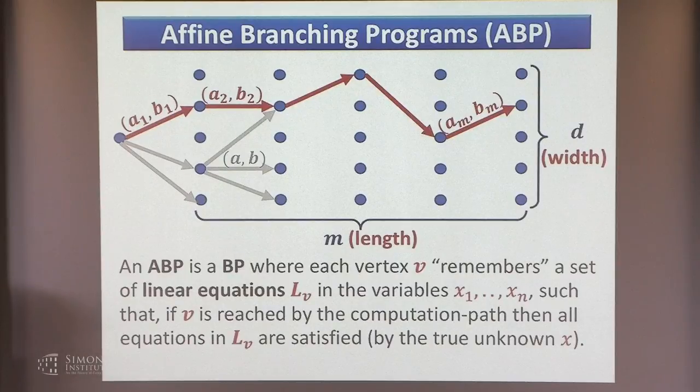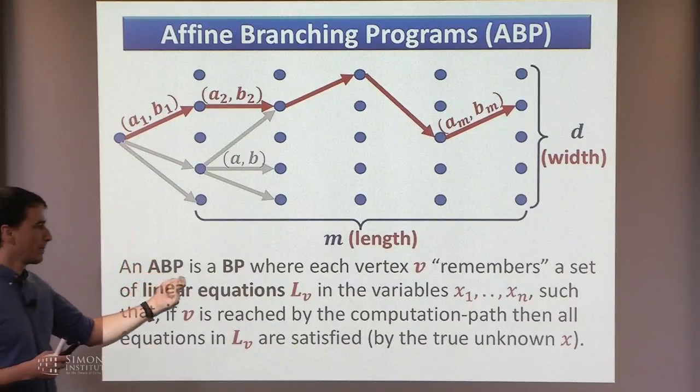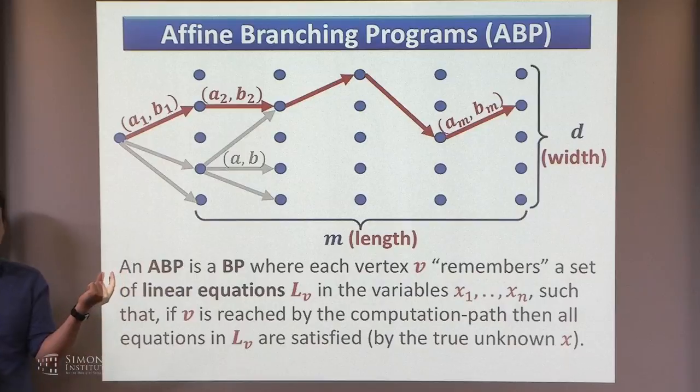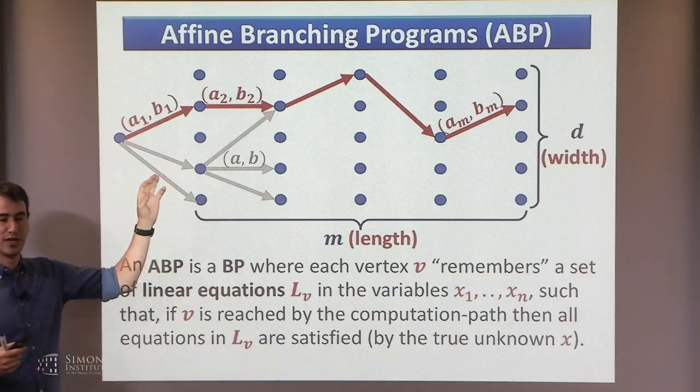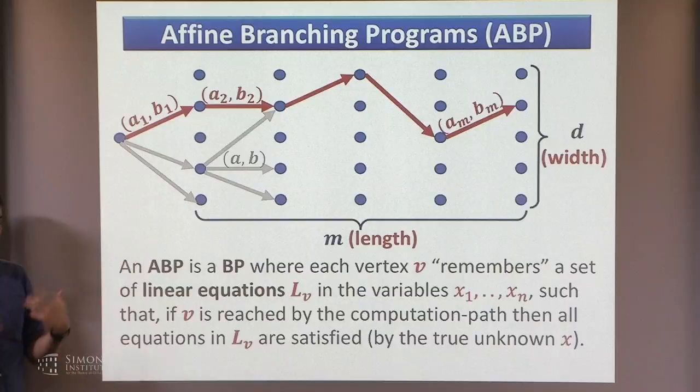So an affine branching program is a branching program with additional properties. You have the same structure as before, but now each vertex V remembers a system of linear equations. So for each vertex V, we associate a system of linear equations. You can think of them as what the learner remembers about X. And what we want of this system of linear equations is that they be sound.